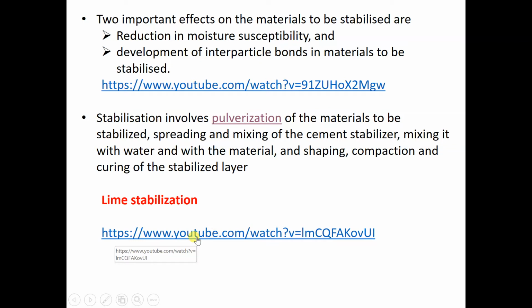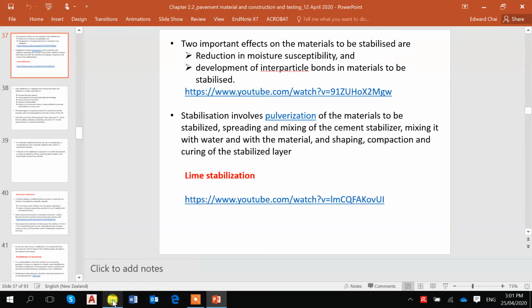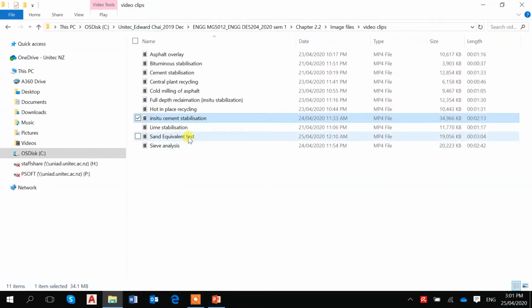Okay, the next one we're going to look at is lime stabilization. Lime is mostly used for the subgrade. The process is quite the same, but in the case of lime stabilization, the reclaimer doesn't push a water truck in front. I'll go to the video straight away. Lime stabilization.